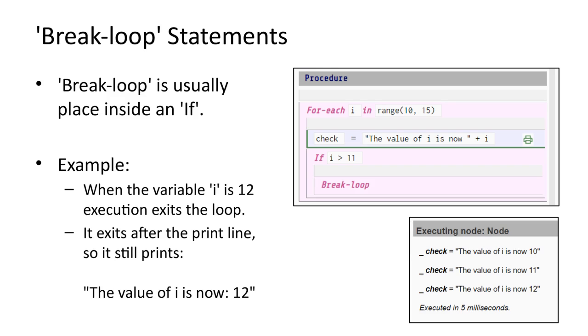In the example, we break when the value of the variable I becomes 12. You may wonder why 12 is still printed in the console. That is because we have placed the break loop after the printing. So it first prints, then breaks.